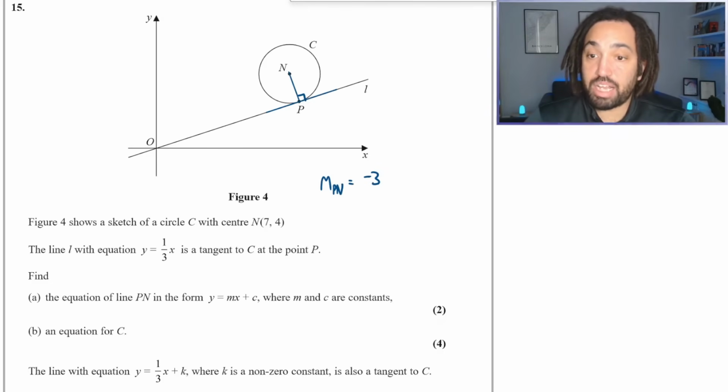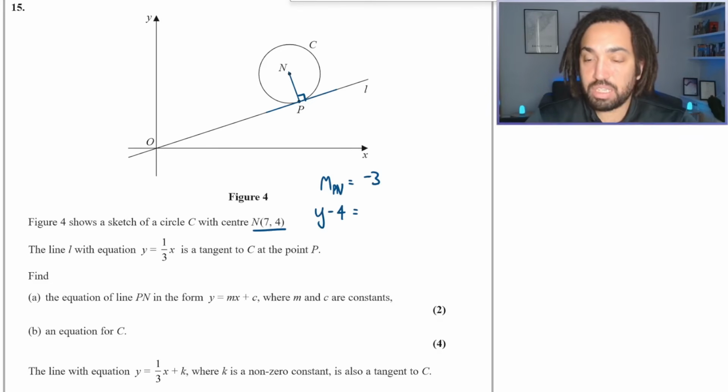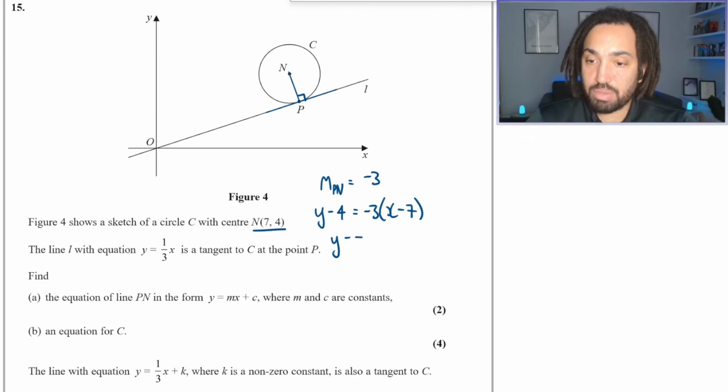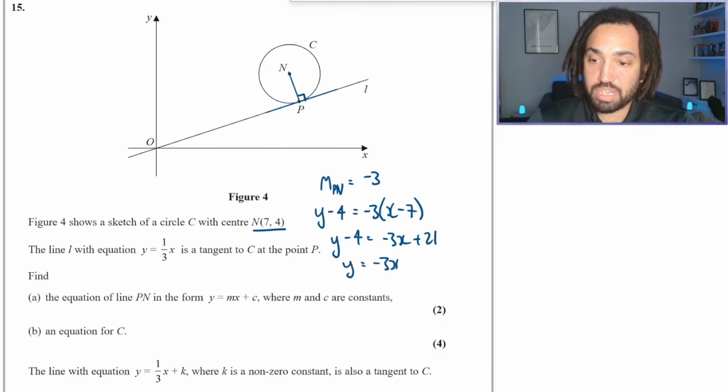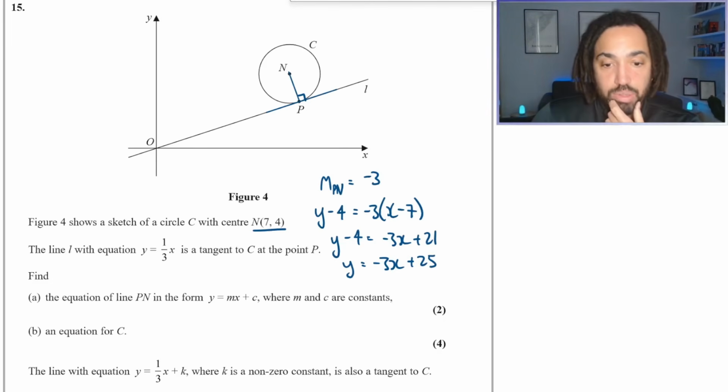So I now also know that it passes through this point, because it obviously goes through the centre. So I can do y minus y1, which is 4, is equal to minus 3 times (x minus x1, which is 7). So this gives me y minus 4 is equal to minus 3x plus 21. So I get y is equal to minus 3x plus 25. Okay, there we go.